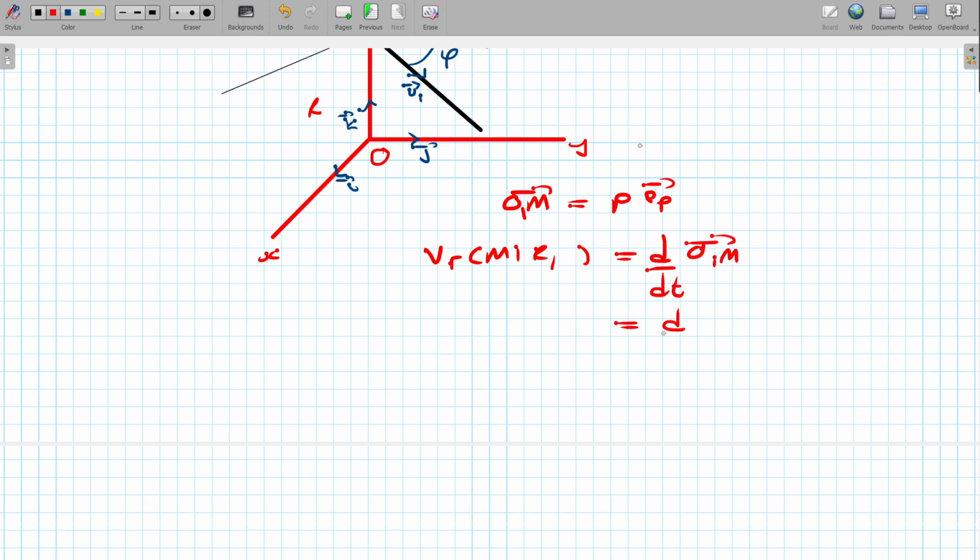So we're supposed to differentiate with respect to time rho E rho. What we're supposed to do here is to apply the product rule. Now you can see here that rho is not constant, and then E rho is also not constant.